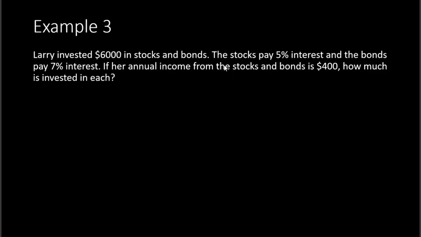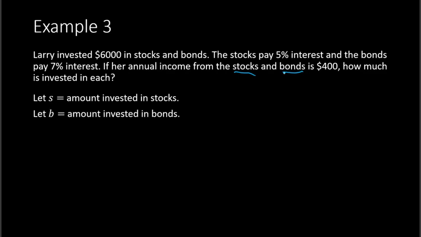So as we begin this, we first must define our variables. We're trying to find how much is invested in stocks and how much is invested in bonds. So we'll choose the letter S for stocks and B for bonds. That's the amount invested in each. And what may be helpful is if you create a table.